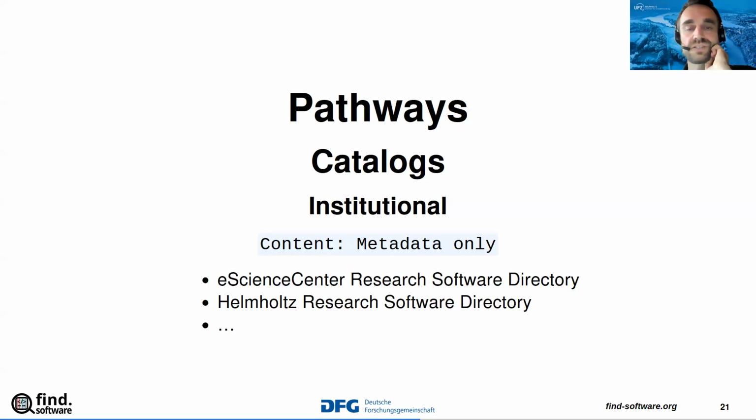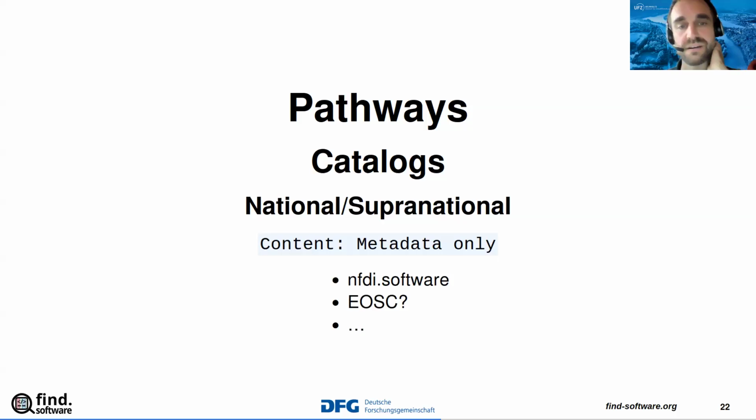So here, the institutions would collect software that is programmed or produced within this institution. Then we have catalogs that are national or supranational. So in Germany, we do have the NFDI.software, which is meant to be a national catalog of research software. I'm pretty sure that the EOSC has been coming up with, or is actually developing, something, so there might be a supranational catalog for research software.